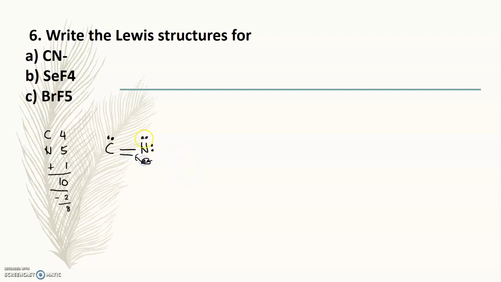Now 2, 4, 6, 8, 2, 4, 6. Carbon has not achieved octet yet, so we put electrons to form another bond, forming a triple bond. Then we check the octet: 2, 4, 6, 8, 2, 4, 6, 8. Remember this one is an ion, so put the bracket and negative charge.